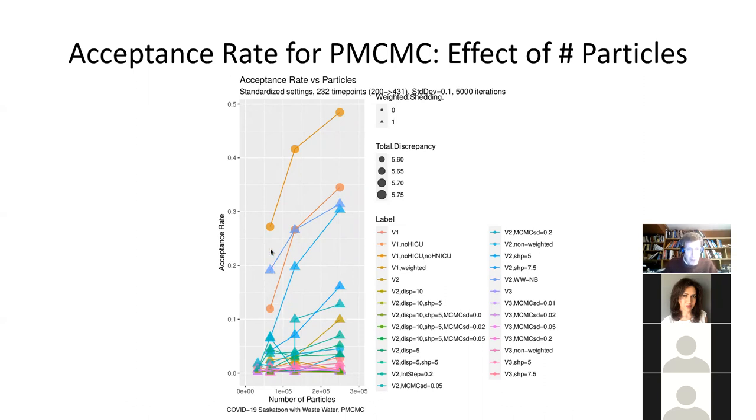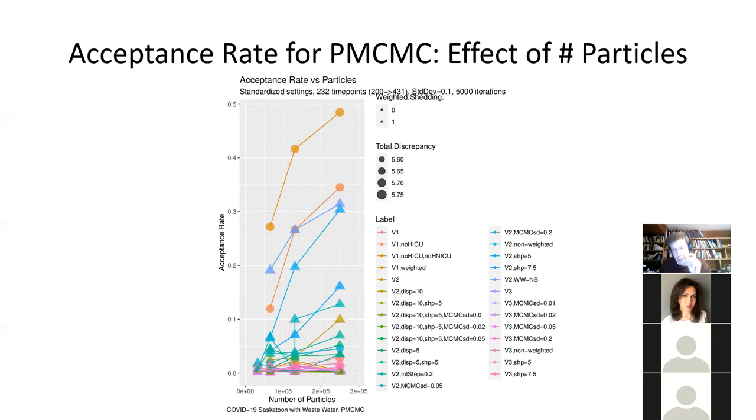And you can see it goes from, in this case, something like 0.27 to 0.48 or something. A quite large increase in acceptance rate. Same thing here. And in general, you see this rising. Acceptance rate rises with particle count, with PMCMC. Particle counts matter for PMCMC. More particles, higher quality, and you'll get better acceptance rate.